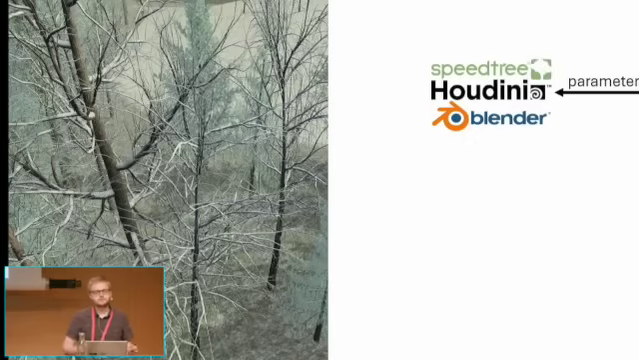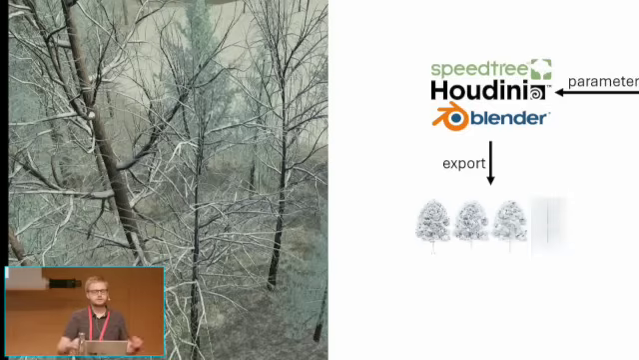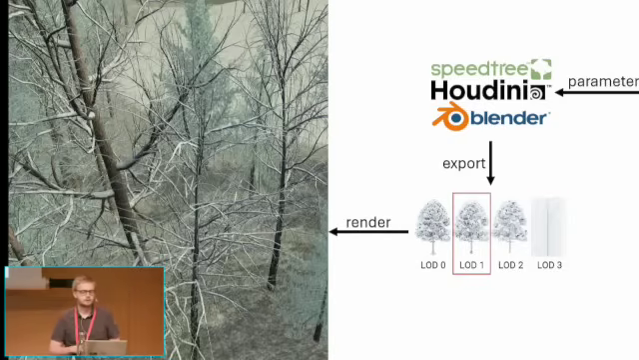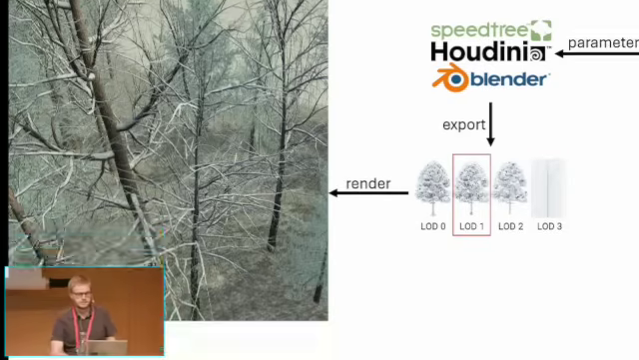They instead design parameters for procedural tools like SpeedTree, Houdini, or Blender, and then these tools generate the trees. Then for rendering in a video game, you would export them to a polygon format, typically in different levels of detail, and then the engine selects a fitting level of detail for the current frame and renders it. Now, this process comes with a couple of problems.